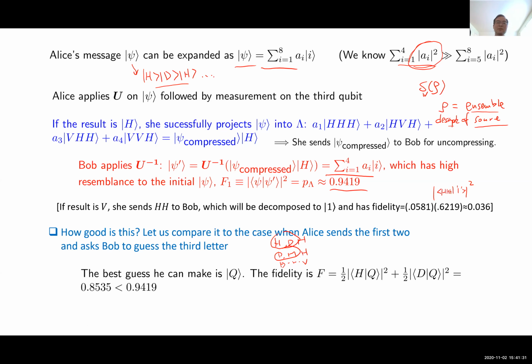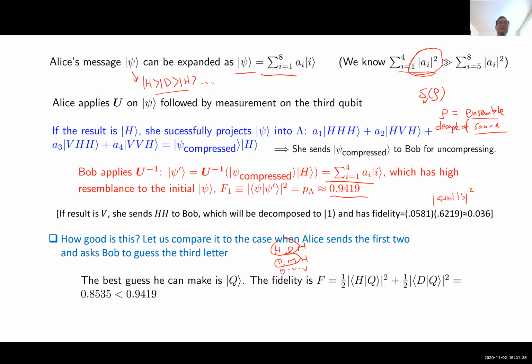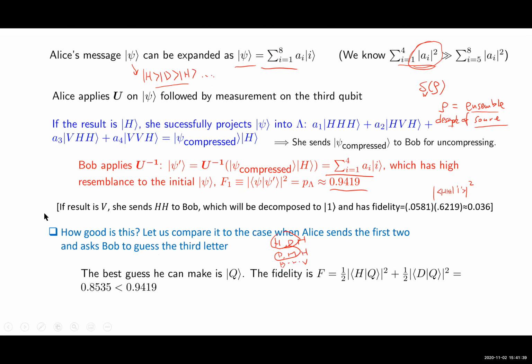Any questions? Yeah. So do you mean that if it fails, HH is better than the original two qubits? In this case.